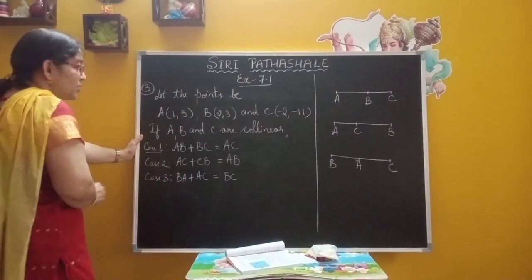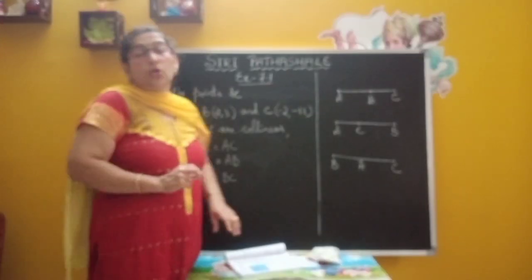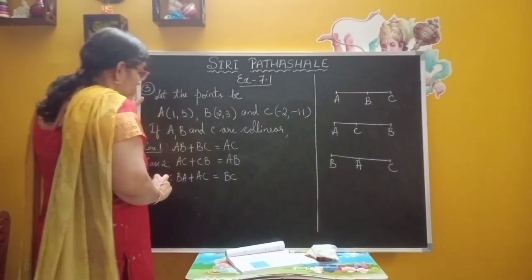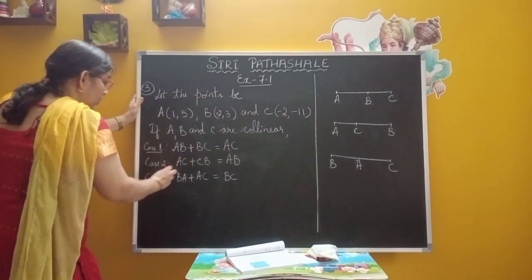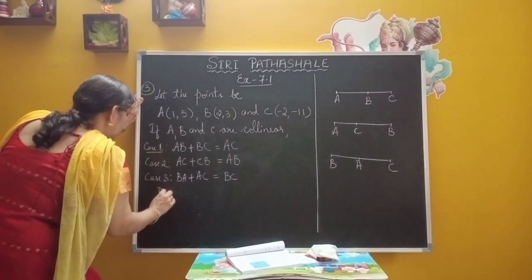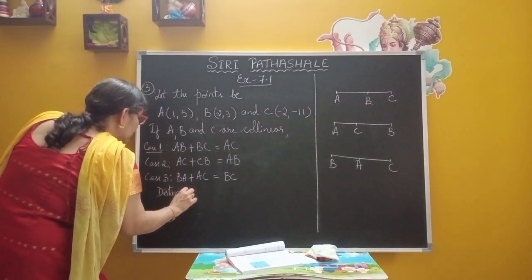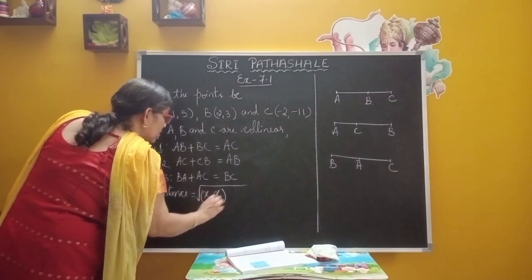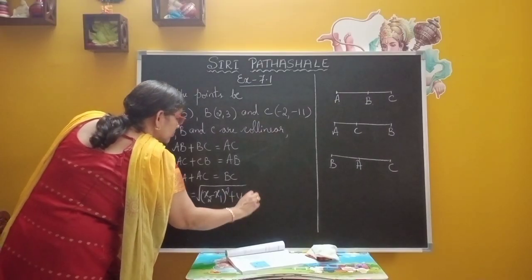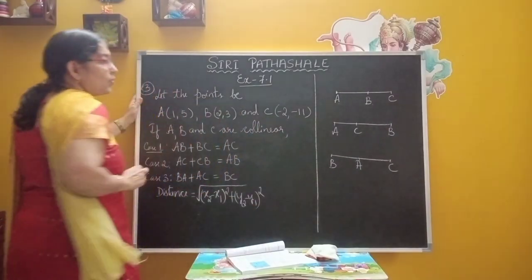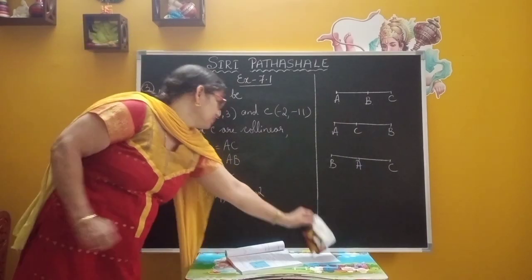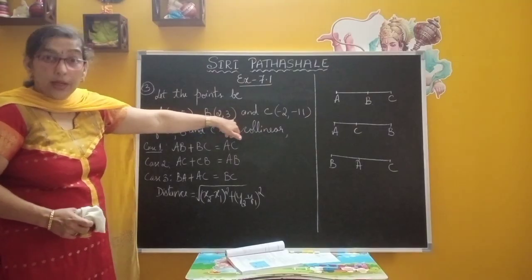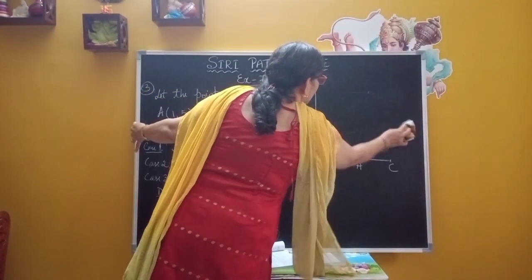Now using the distance formula. What is the distance formula? Distance is equal to square root of x2 minus x1 whole square plus y2 minus y1 whole square. Let us write the formula once. Now let us find one by one. Let me check AB. If you take AB, x1, y1, x2, y2, let us use the formula.